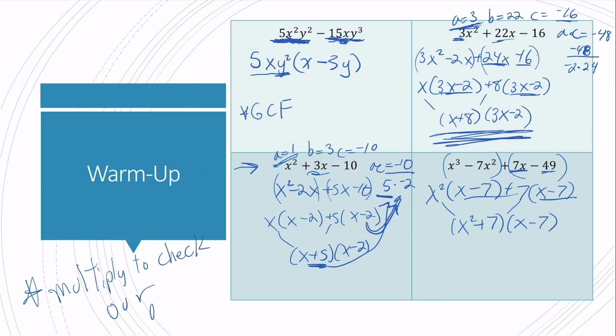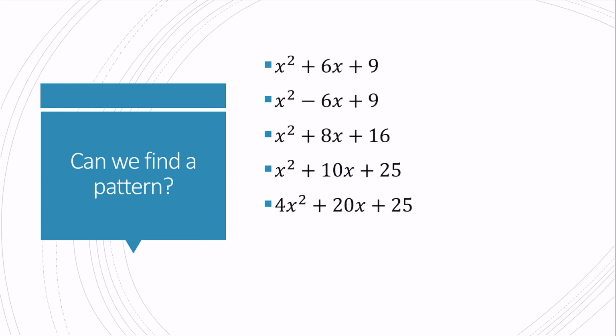So now we've had a nice little warm-up, a little reminder of how to factor, especially how to factor trinomials when A is 1 or when A is not 1. Let's take a look at the next slide. What I'm trying to see is, can you find a pattern for all of these examples? Stop a second and think about if you see any patterns.